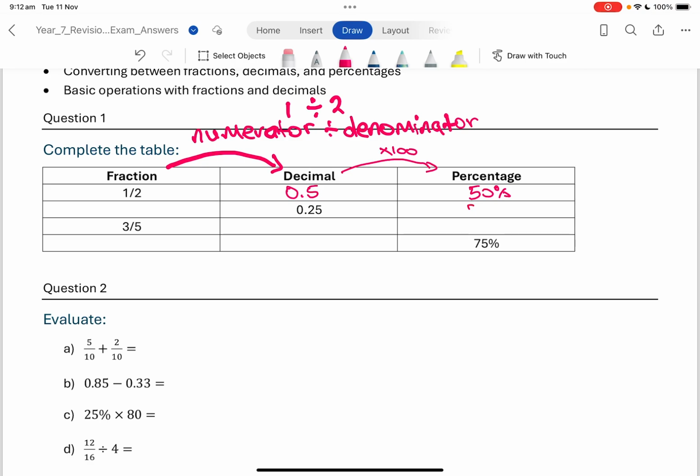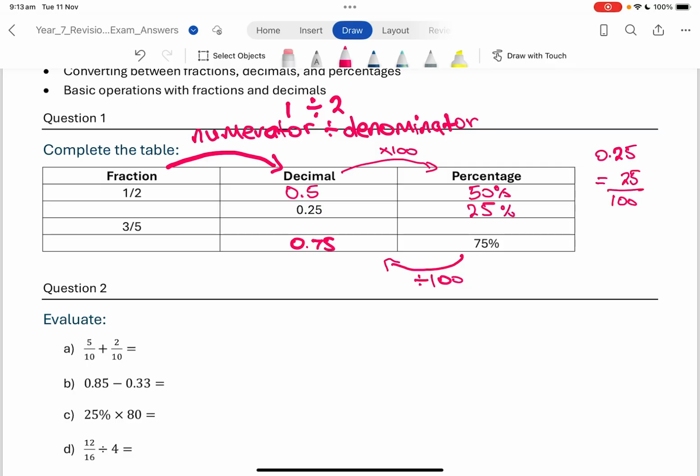So we can do the same thing with that 0.25, that'll give us 25%. By reverse, if we go that way, we're dividing by 100, so that's going to be 0.75. And then coming back to the second row, that 0.25, to get from a decimal to a fraction, we're going to take the decimal portion, so the 25, and put that out of 100.